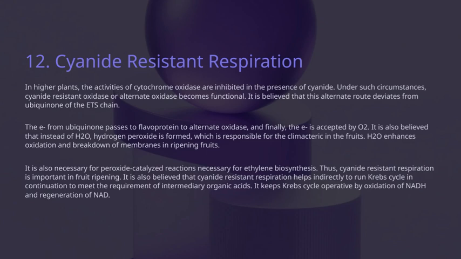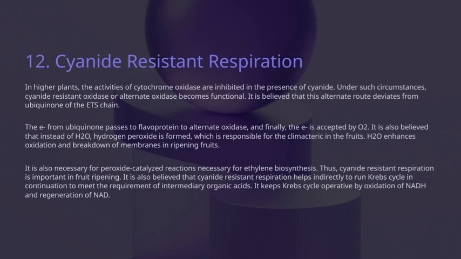Now, when electrons are transferred through the electron transport chain, they pass from ubiquinone to flavoproteins, then to an alternate oxidase, and finally to oxygen. Interestingly, instead of producing water, this process may generate hydrogen peroxide, which is thought to be responsible for the climacteric phase in fruits, essentially a burst of ripening activity. Hydrogen peroxide, in turn, accelerates membrane oxidation and breakdown, facilitating the ripening process.